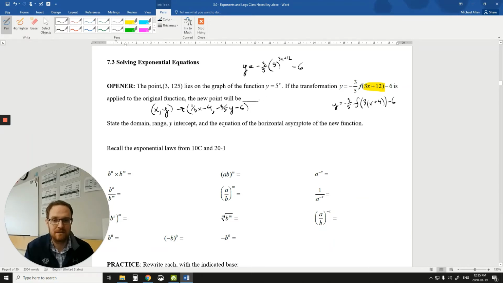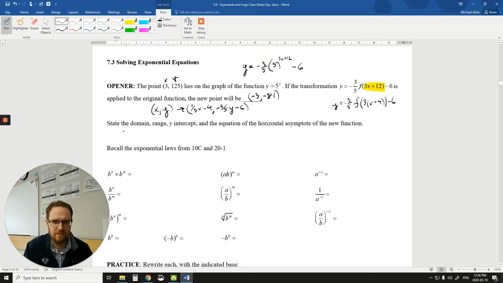So what I can do now is put a 3 in here to find out what my new point is. 1/3 of 3 is 1, -4, so 1 minus 4 is -3. And then I can do 125 times -3 over 5, which is -75, -6 is -81. There we go, so now we know where our new point is. We just use this mapping notation and these 2 points as my x and my y to find out what this new point is.